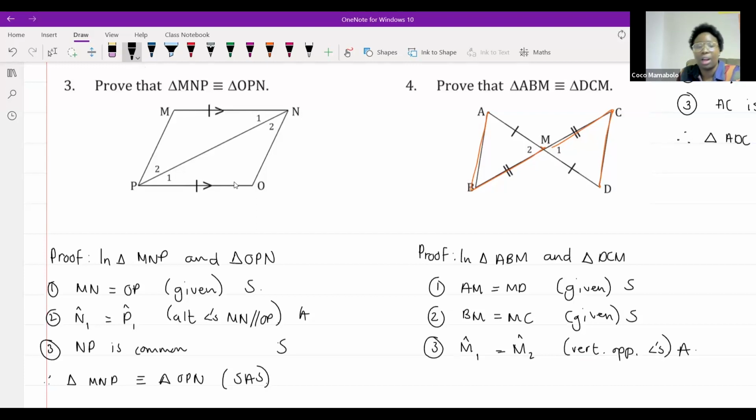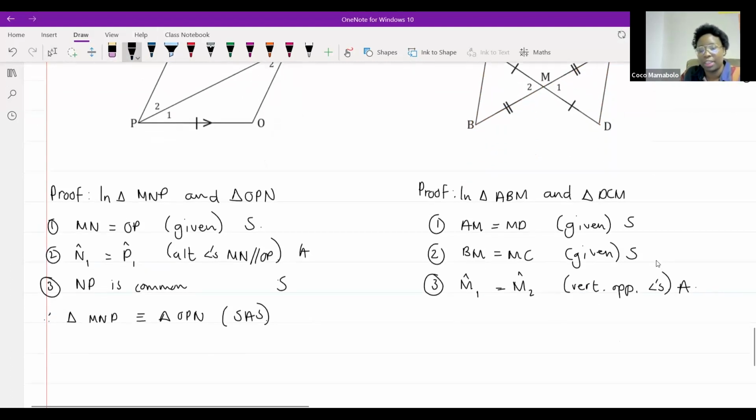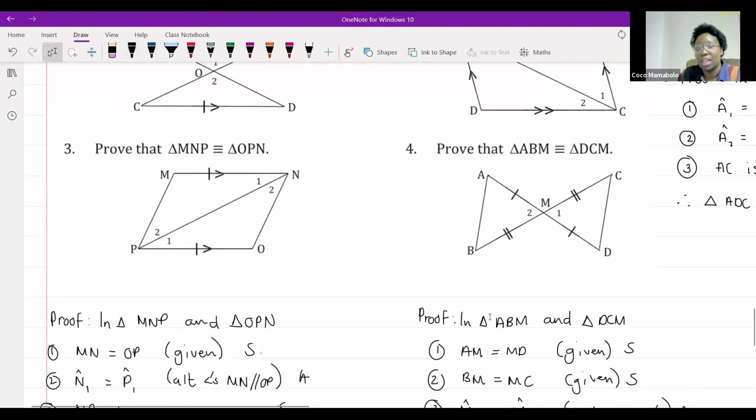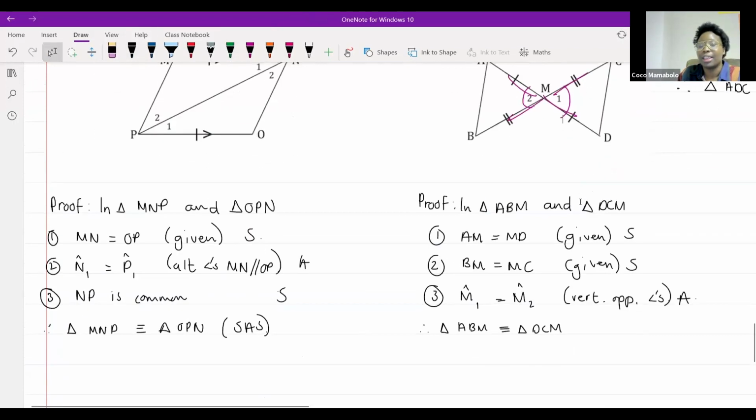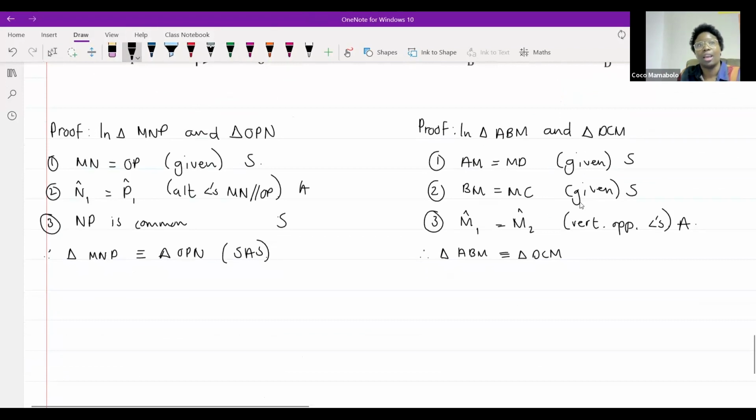And that's an angle. However, if I map it out properly, that's it. Perfect. Therefore, triangle ABM is congruent to triangle DCM. If I look at my triangles, there is a side and an angle in between, a side and an angle in between. That is side, angle, side. Okay, tell me, how did we do?